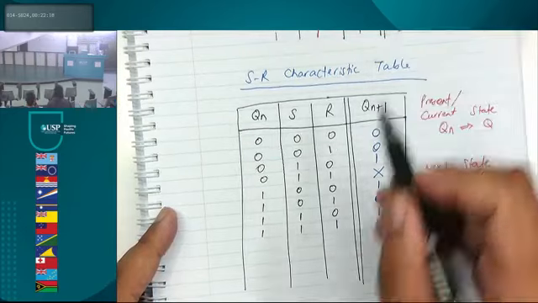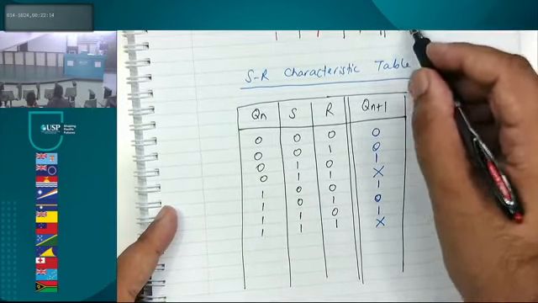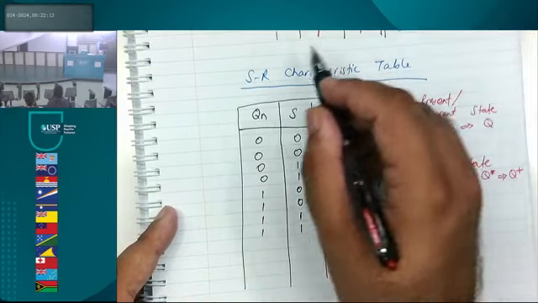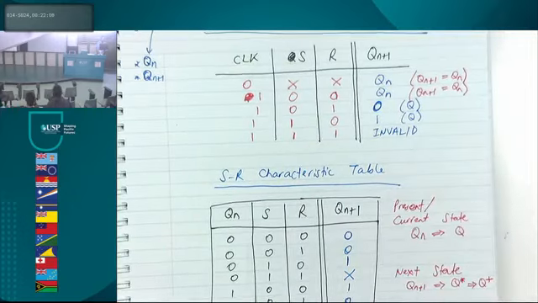So you have 0. Right? Your Q equals 0 and Qn plus 1 is equal to 0. And over here, it's 1. In 1, 1, it's invalid. We don't use invalid.